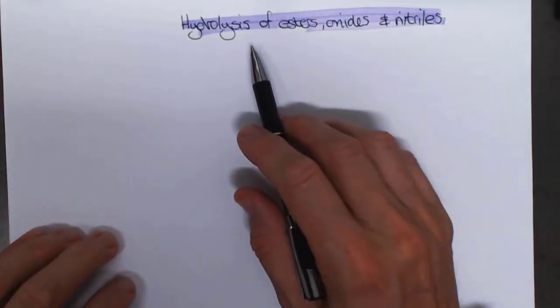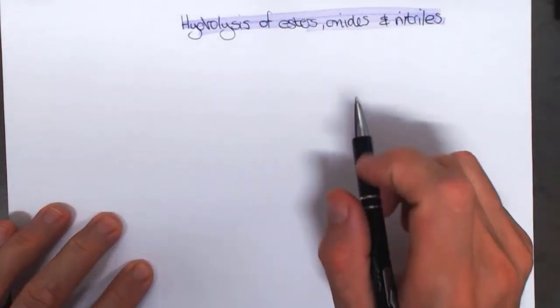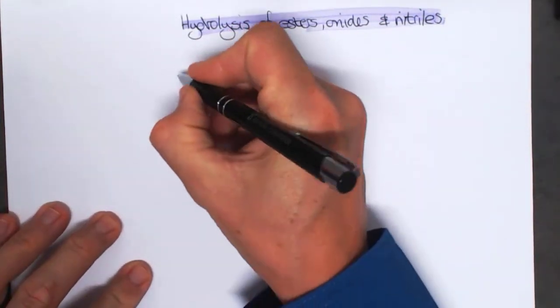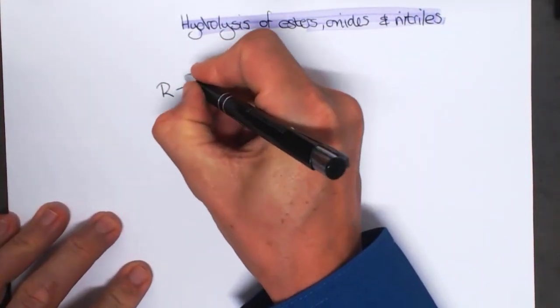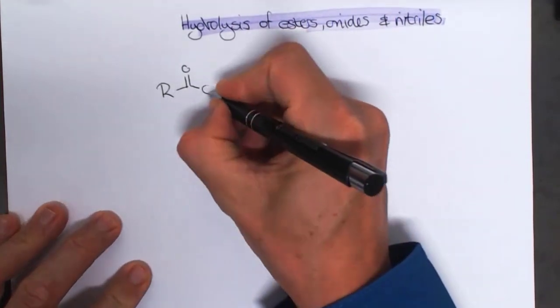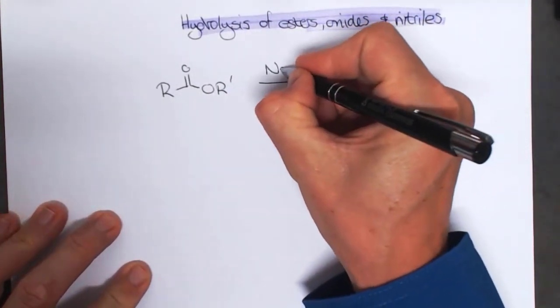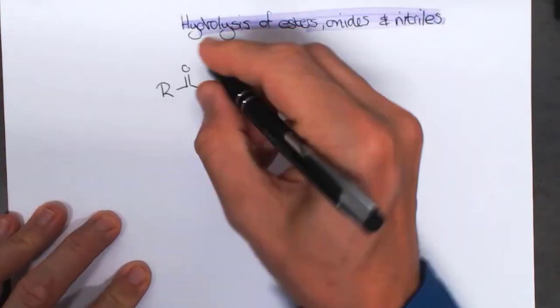I want us to just talk a little bit about the hydrolysis of esters, amides, and nitriles. I've already done the mechanism of the hydrolysis of esters, but just to remind you, the hydrolysis of an ester would typically take place under basic conditions. So this is the base hydrolysis that we're going to be looking at.